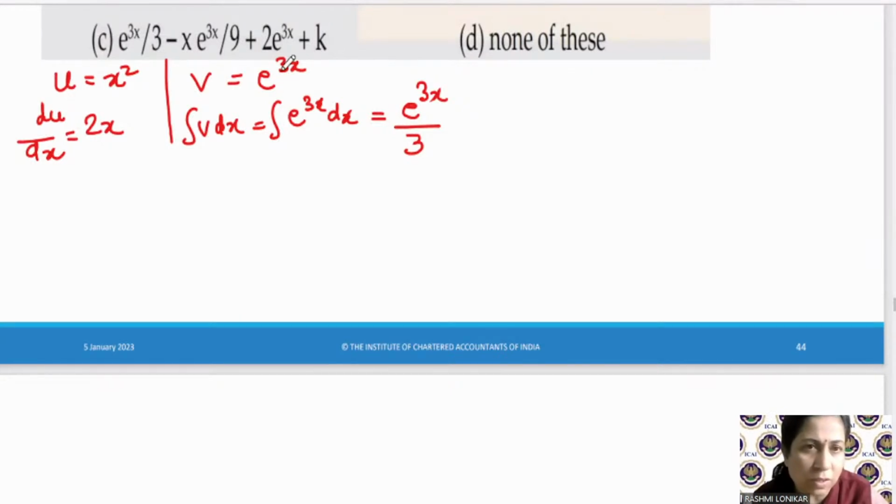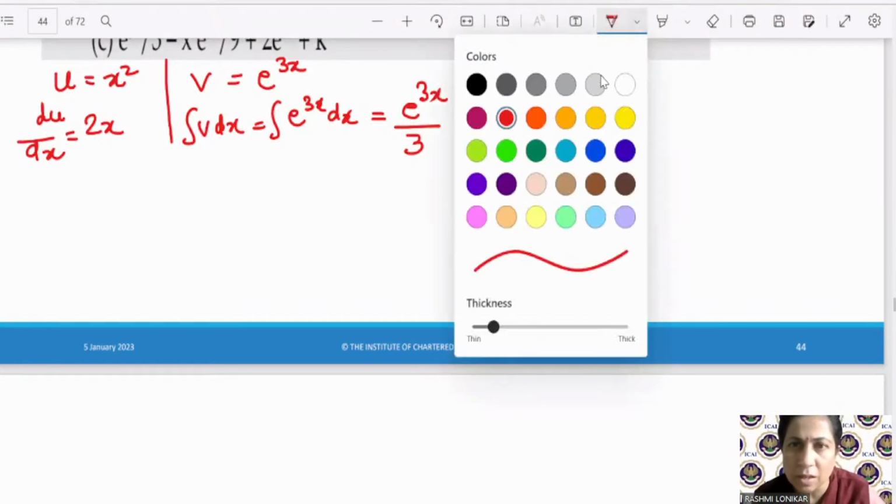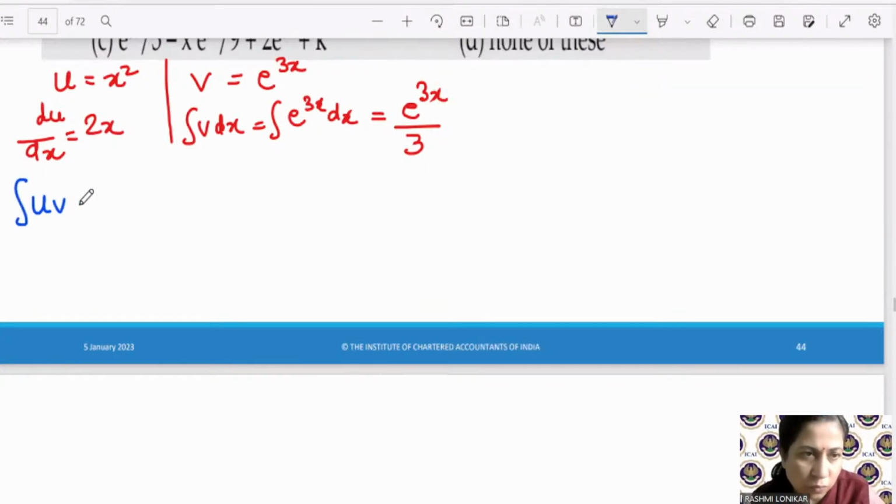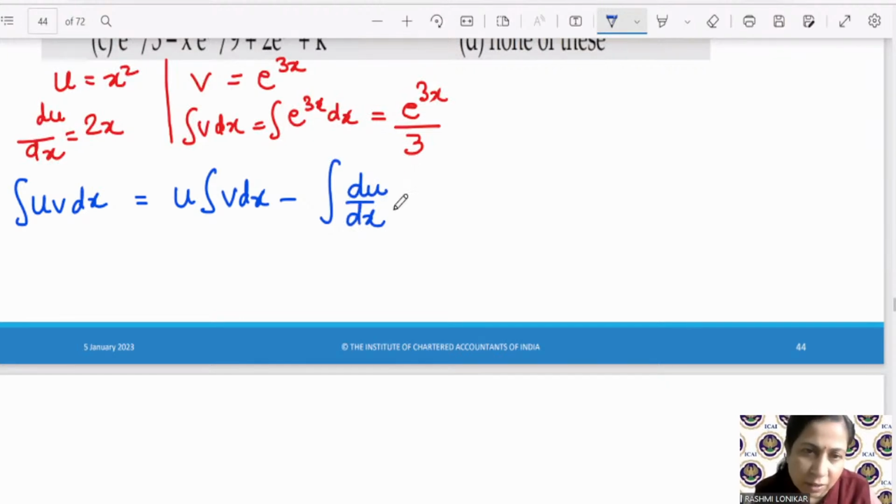What does the rule say? What does the formula say? Integral of u v dx: when I have a multiplication of two functions and I have to find the integration, this is first function times integral of the second function, minus integral of the derivative of the first function into the integral of the second function, plus c.